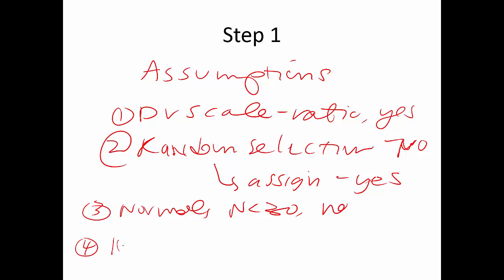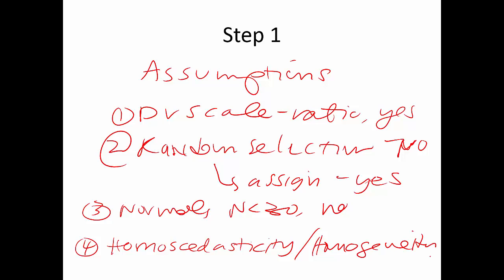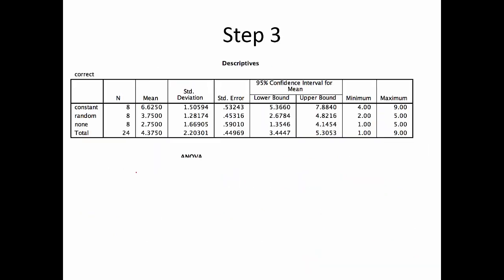And then the last one, which is new, it's listed as homoscedasticity in your book. I've always learned it as homogeneity. Either one, equal variances. So how do I check for equal variances? Well, there's actually a test for it, but we're not going to do that. We're going to do it easily. We're going to take the descriptives box and look at the standard deviations.